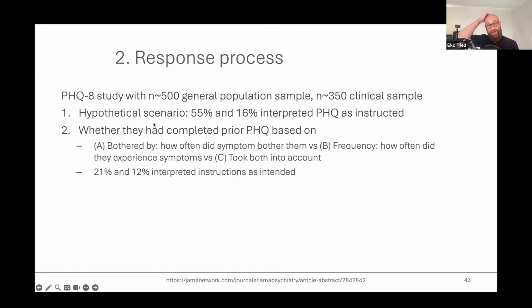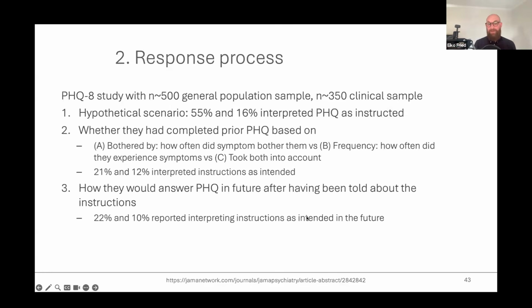Then we asked them whether they had completed the prior PHQ based on whether it had bothered them, the frequency of symptoms, or if they took both into account. And only 21% and 12% of the two samples interpreted the instructions correctly of the PHQ. And then we asked the same for the future. And again, only a minority of participants reported interpreting the instructions correctly.